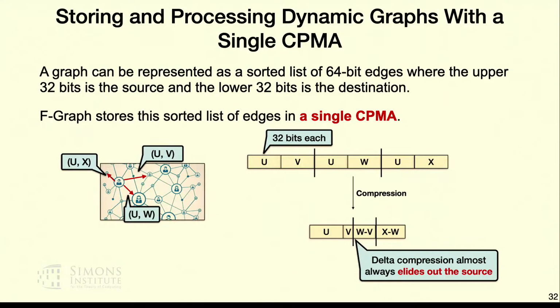If you use compression, for example, you have these edges UV, UW, UX, and this is how you would store them in a PMA in 64-bit chunks. Each of these is 32 bits. With delta compression, you often elide out the source. So you have U, which is your source, and then V, which is the neighbor, but then you have W minus V and X minus W. Since you subtracted out each of these chunks, you got rid of U in almost all of the rest of them.